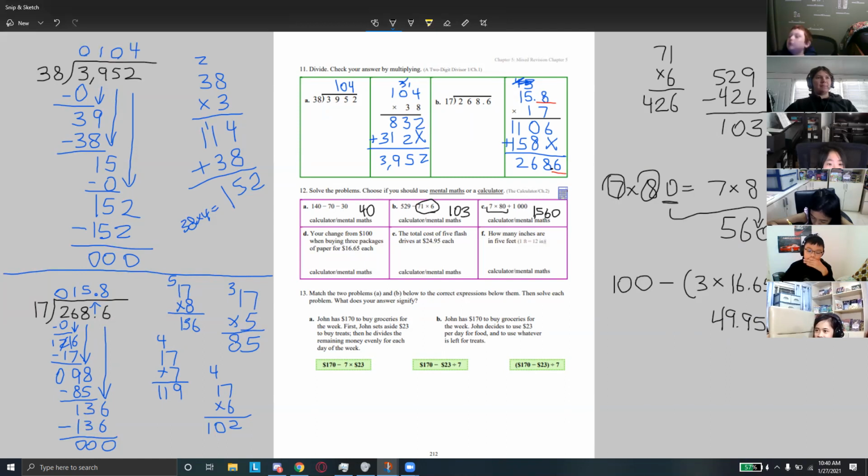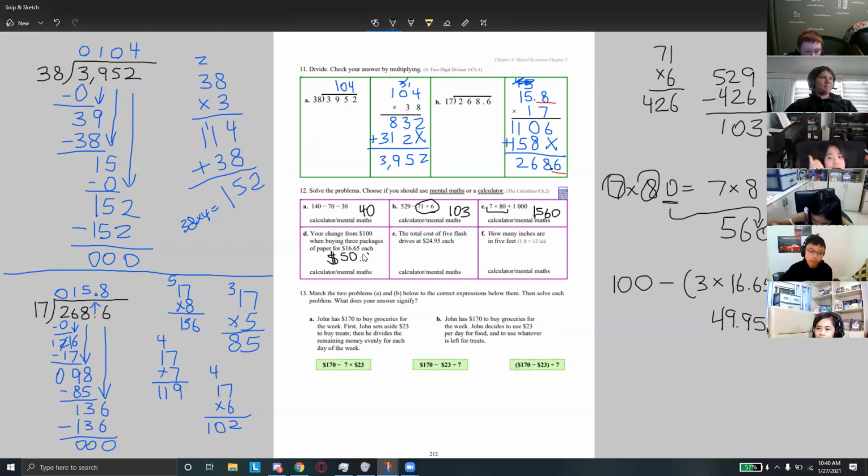So I better make sure to line up my decimals. 100 and 0 cents minus 49.95. We have to carry the 1 all the way over there. There we go. 10 minus 5 is 5. 9 minus 9 is 0. 9 minus 9 is 0. 9 minus 4 is 5. Great. Did you guys get $50.05?